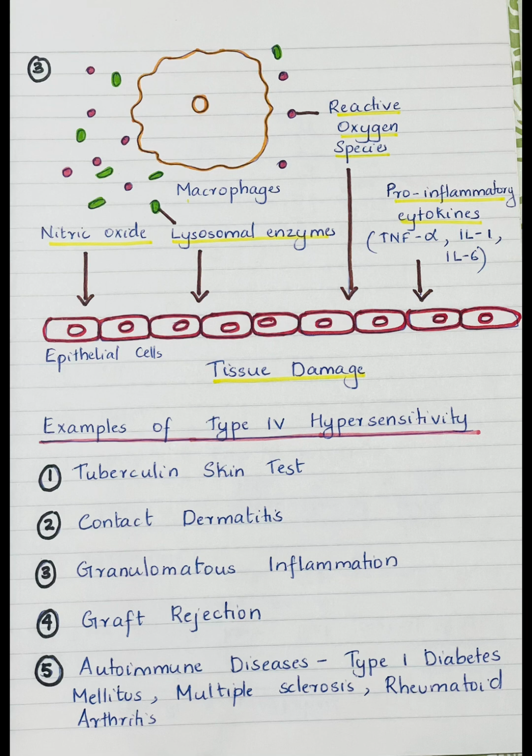Granulomatous inflammation occurs in chronic infections like tuberculosis and leprosy, leading to macrophage activation and granuloma formation. Graft rejection is another example of type 4 hypersensitivity reaction. It occurs in organ transplantation where the T cells attack the transplanted tissue weeks to months after transplantation. Autoimmune diseases. Conditions like type 1 diabetes mellitus, multiple sclerosis, and rheumatoid arthritis involve T-cell mediated destruction of self-tissues.